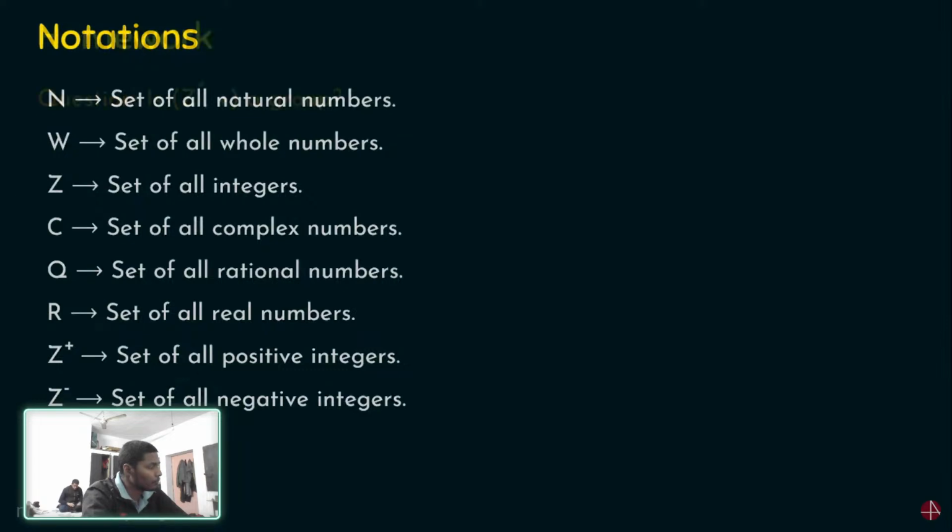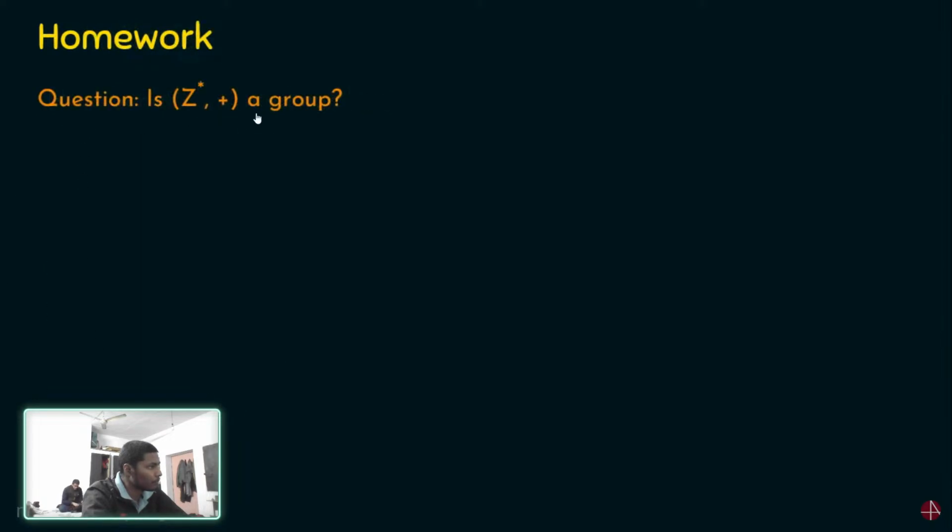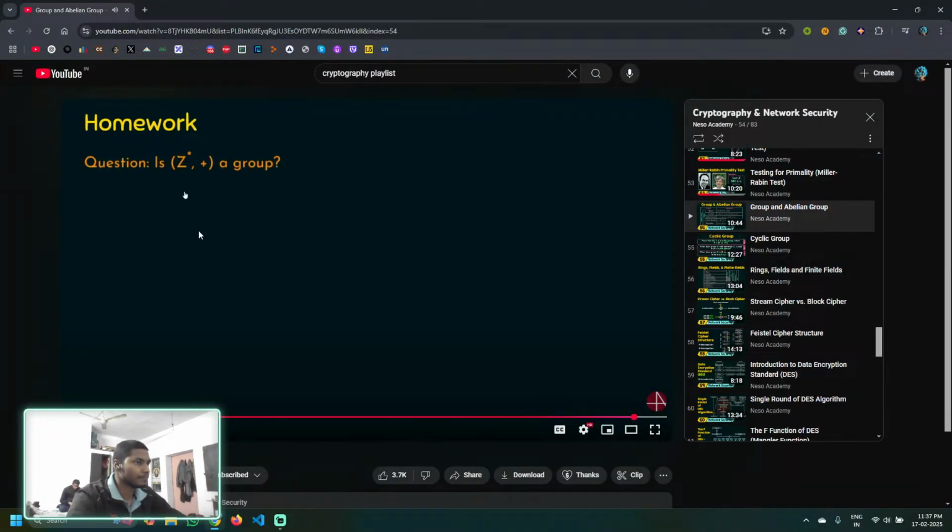Before we sign out, let's see the homework question. The question is: Z star comma plus, is it a group? Is something weird here? Nothing is weird. I have simply mentioned Z star, which means there is no zero included in the set of integers. So you take Z star as the set of all negative numbers and the set of all positive numbers excluding 0. So try finding the answer for this question and post your answers in the comment section.